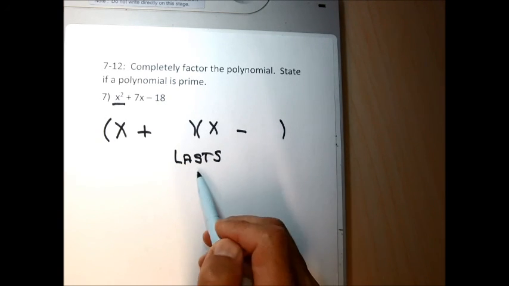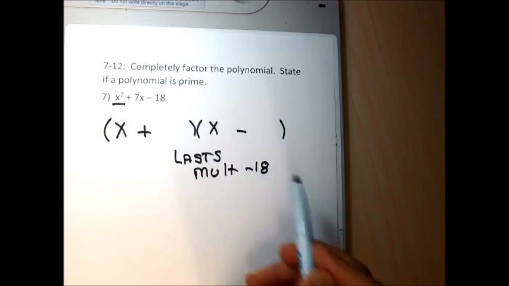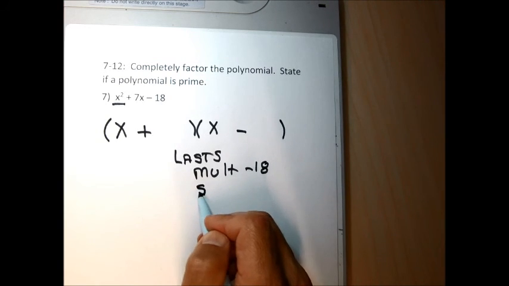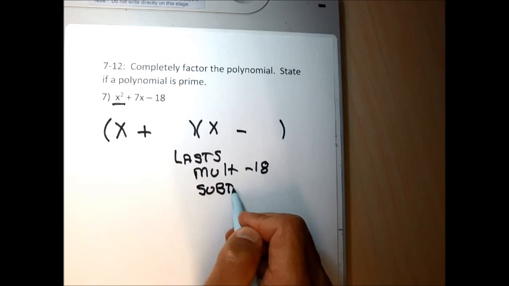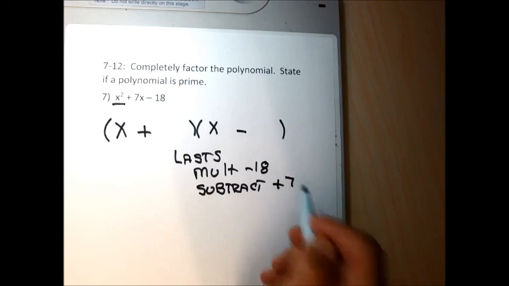are the lasts, and they have to multiply. Technically, they multiply to negative 18. There's going to be 1 minus and 1 plus. And I say subtract because the signs are going to be opposite. When you subtract them, you'll get the positive 7.